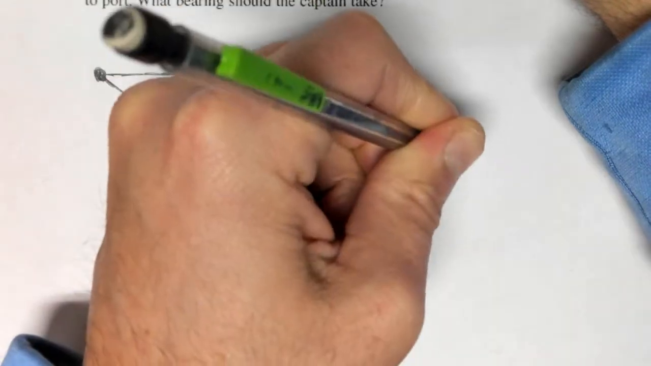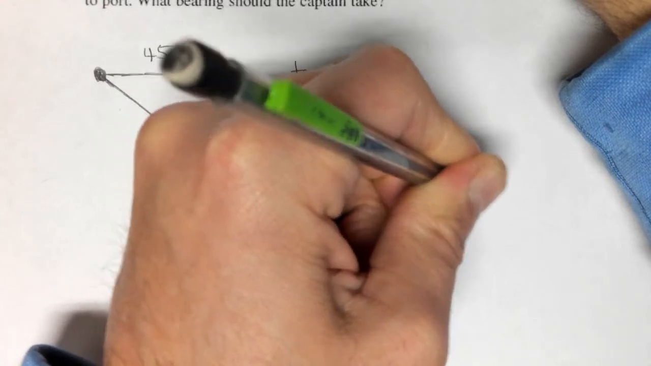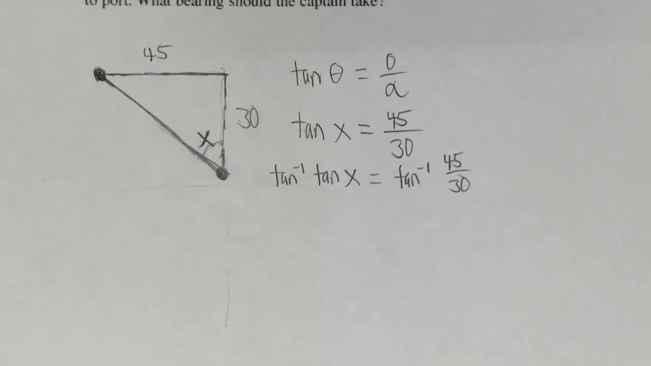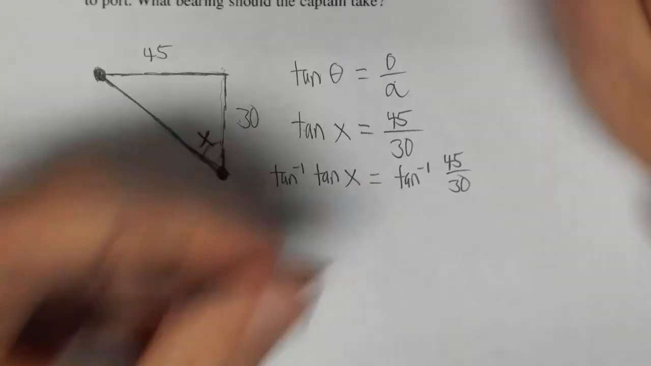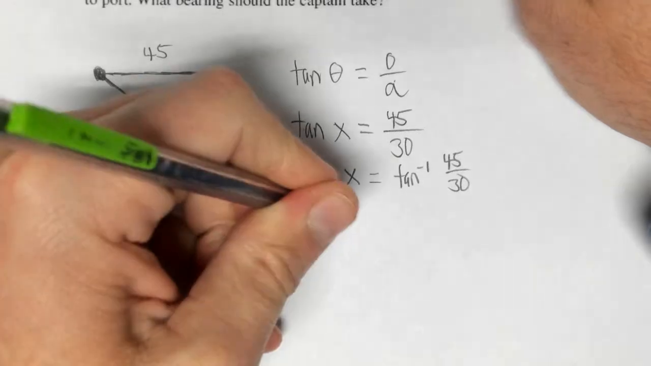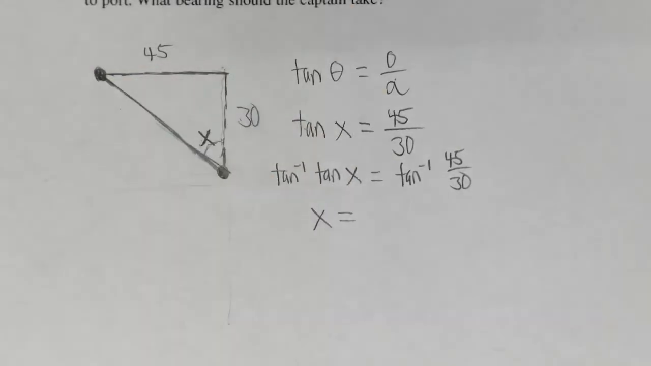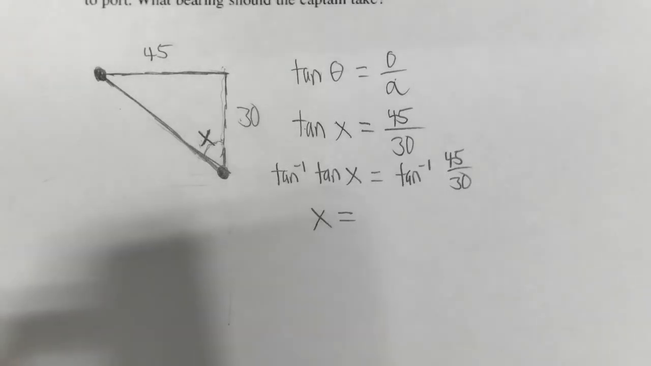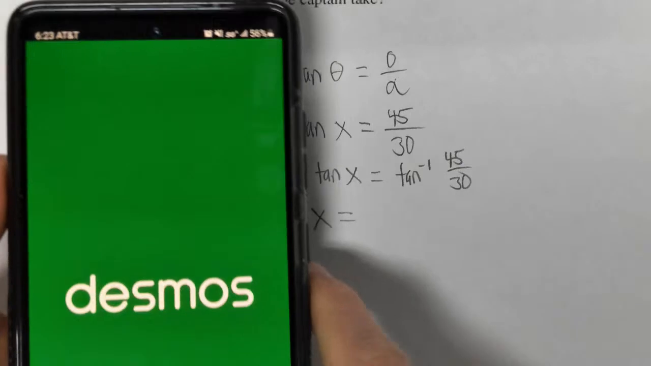All right, so we're doing inverse tangent to both sides of my equation here. And of course, inverse tangent of the tangent of x is just x, so we're good there. And then, to finish this up, I'll have to go inverse tangent of 45 over 30. That's where we can pull up our calculator.